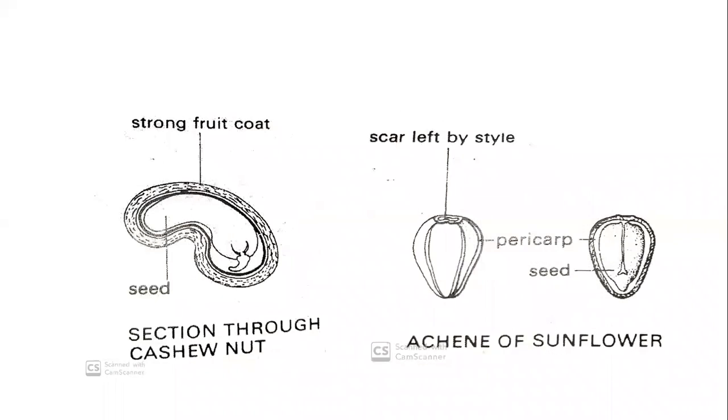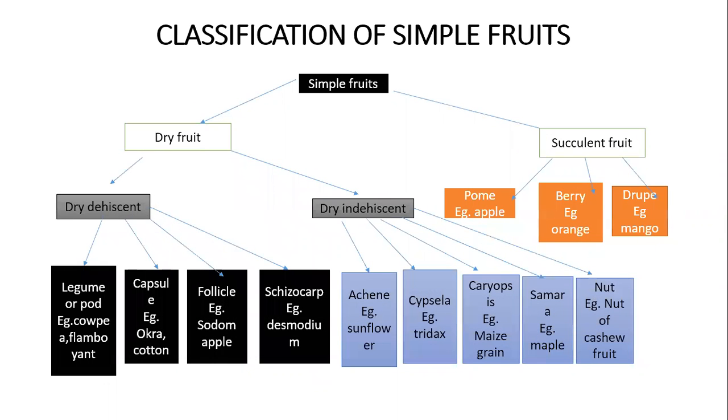The next one, you have caryopsis. Now this caryopsis is a single seed. Most of the time, this single seed is attached to the dry pericarp, that's the dry fruit wall. Example is the maize grain. Normally the seed gets itself attached to the testa. Example is the maize grain.